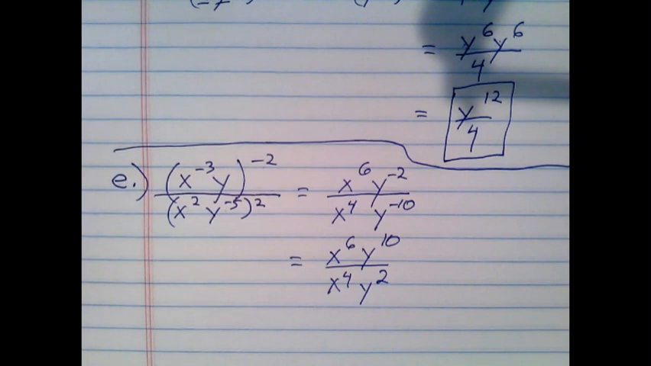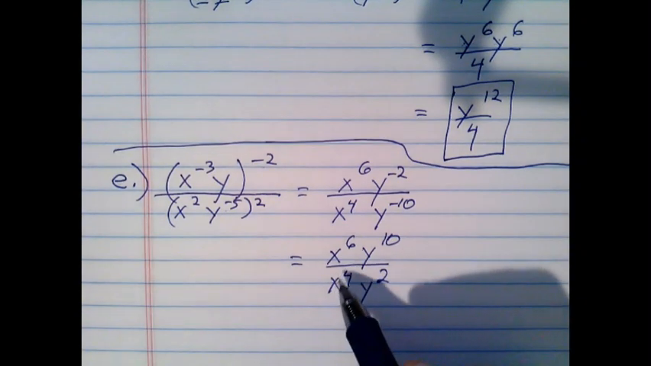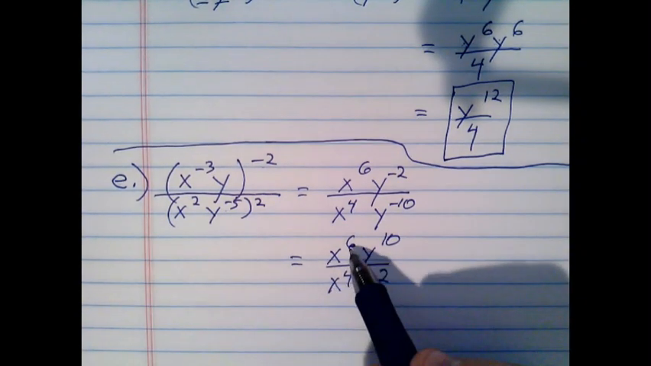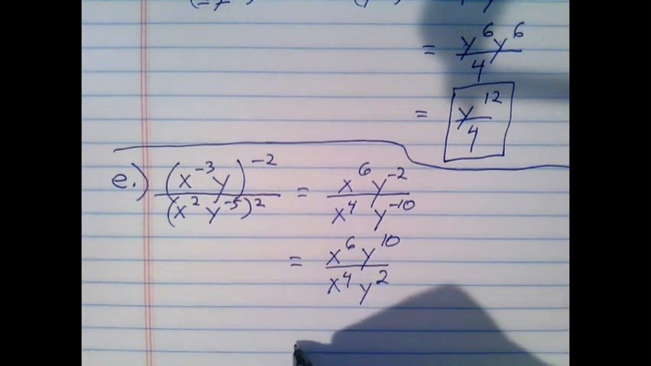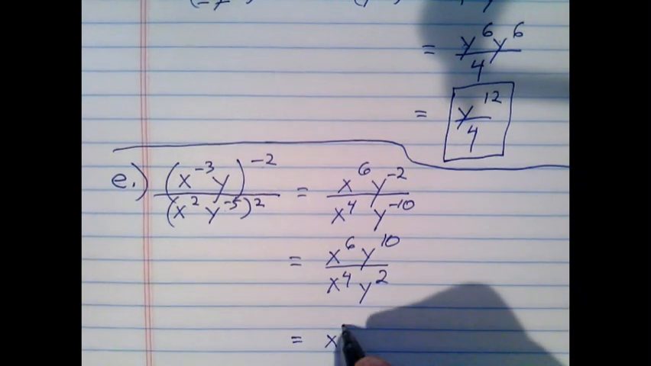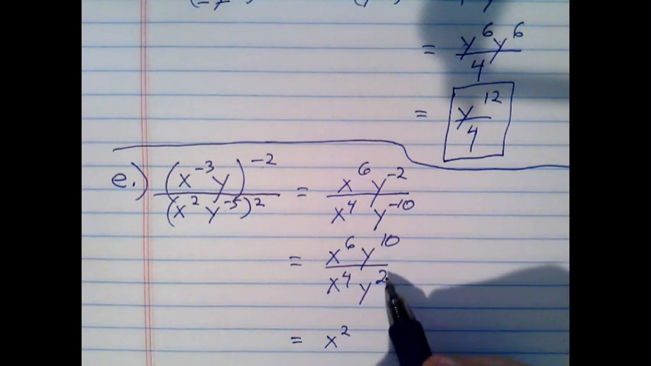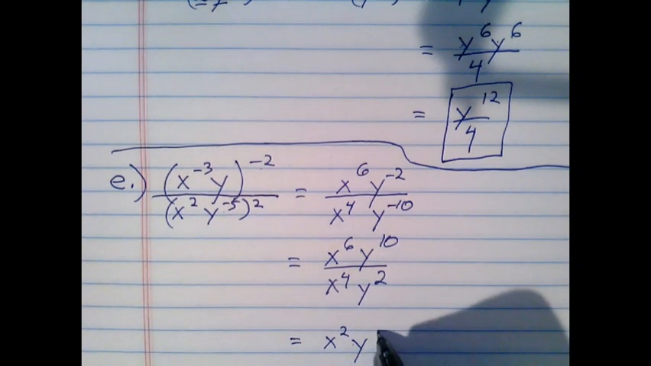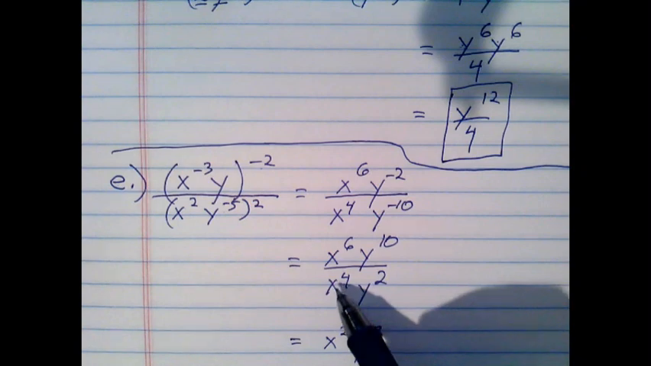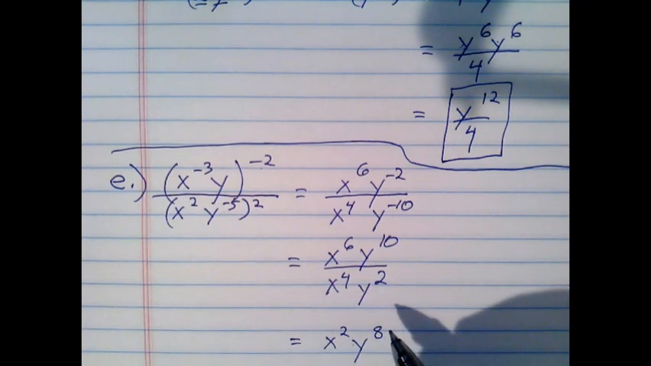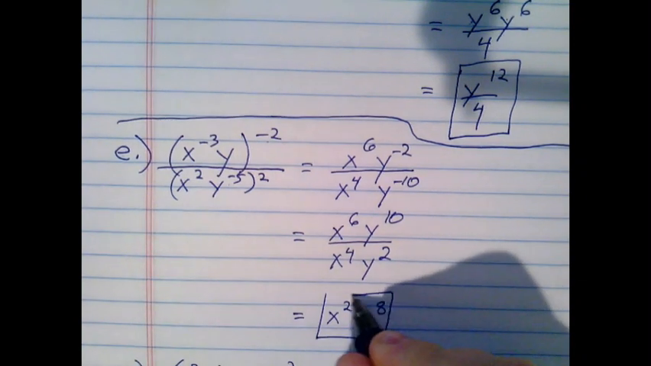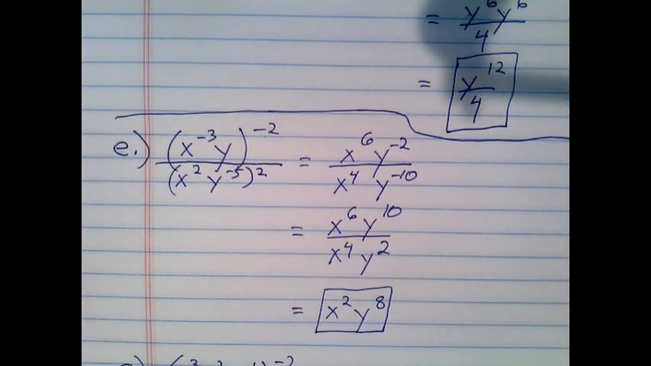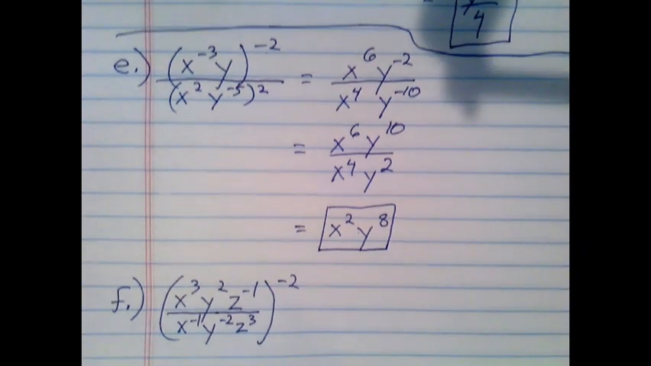And now I can use the rule that says if I'm dividing and I have the same base, I can subtract the powers. So x to the 6 over x to the 4, 6 minus 4 is 2, so that becomes x to the 2, and then 10 minus 2 is 8, so then I get y to the 8. There are no factors left in the denominator except 1, so I don't need to write a denominator. And my final answer will just be x to the 2 times y to the 8.